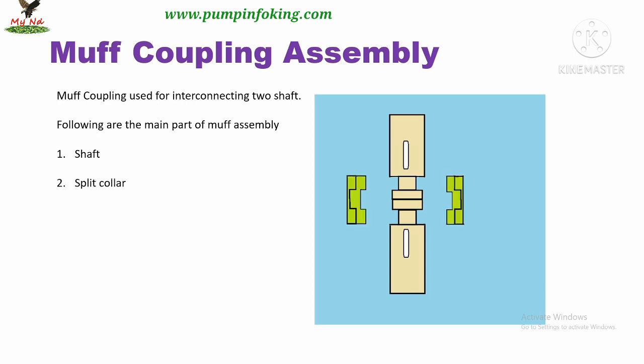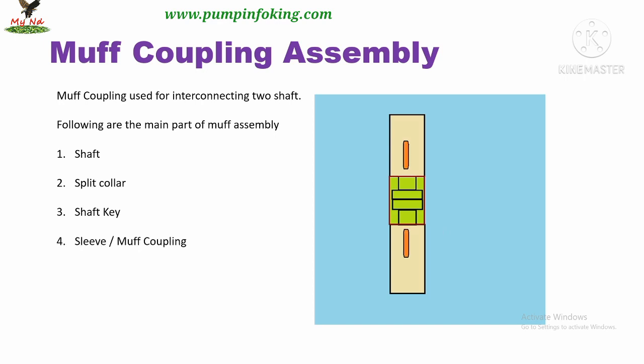Then insert the split collar as per the picture position. After inserting split collar, insert a shaft key. You can insert the shaft key on both the shafts. Fourth one part is the sleeve or MUP coupling. Look in the picture. These are the sleeves. You can insert the sleeve. These are the MUP coupling assembly steps. I hope you understand.